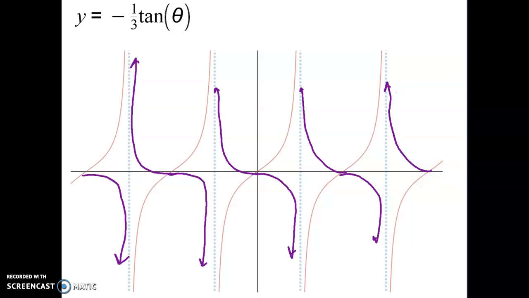Okay, so the red that's in there, that's my parent graph of tangent theta. The blue dotted lines, those are my asymptotes. And the purple, that's the answer. The purple is -1/3 tangent theta. So my 0 values, my x-intercepts did not move, they did not change, and my asymptotes did not move or change either. All I did was change which direction the graph was going, and I smashed it down closer to the axis.